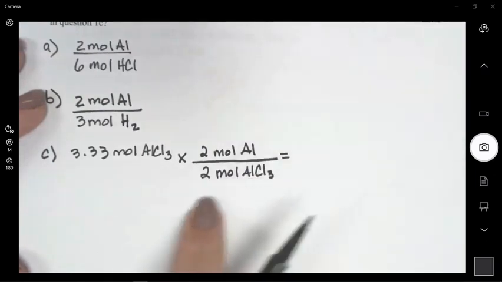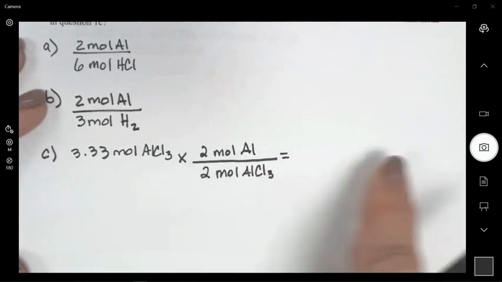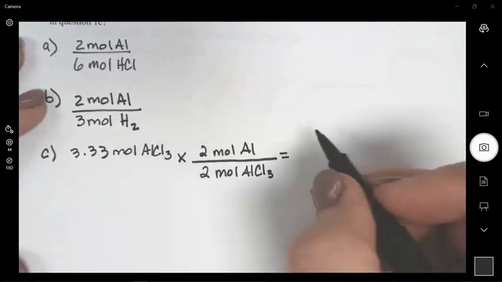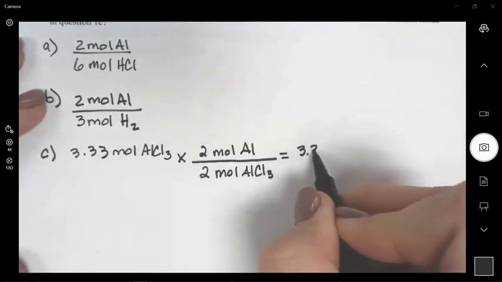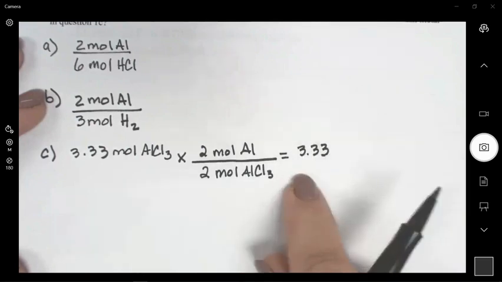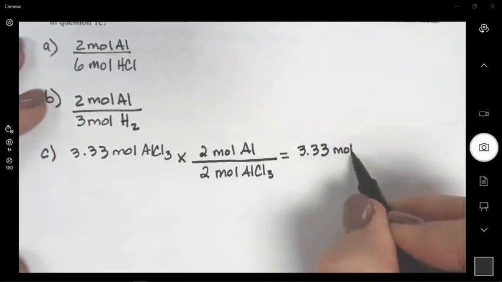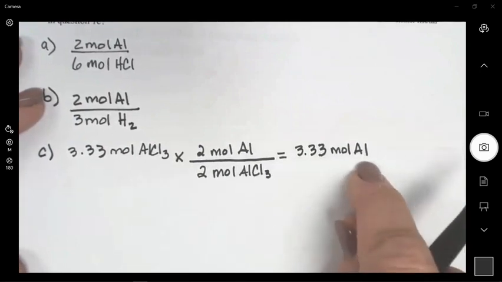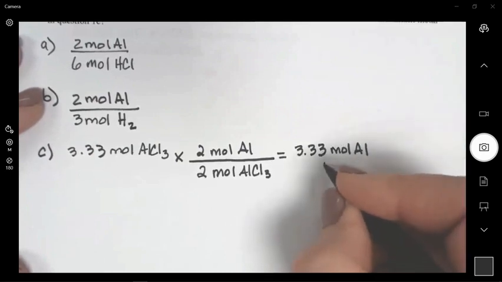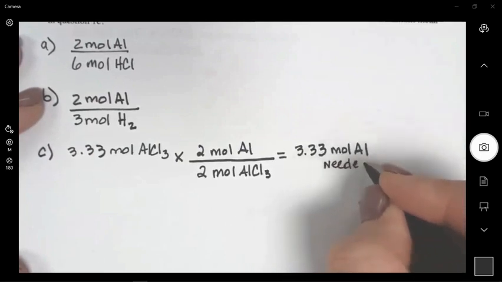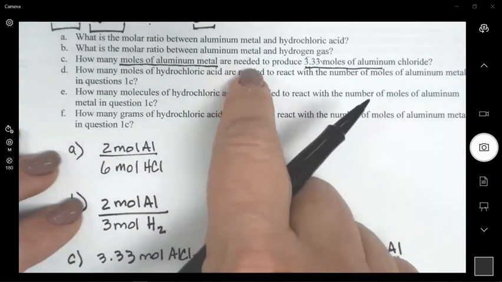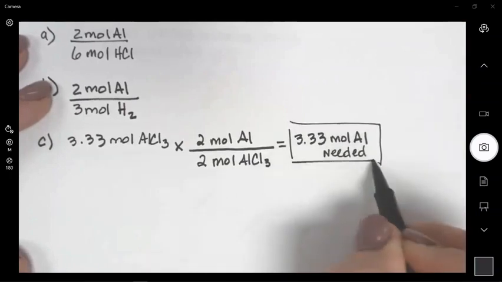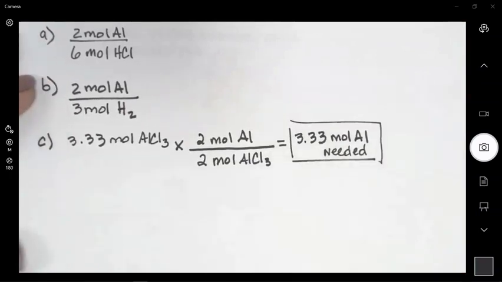Then it's equals. You don't come underneath, it's in a line. You're going all the way across the line. So how many moles? Hopefully you guys knew that. Mole aluminum, right? And if you were really training for the AP exam, you would say needed. You would use the same verb, the same verbiage that's in the question. Then you would box the answer.